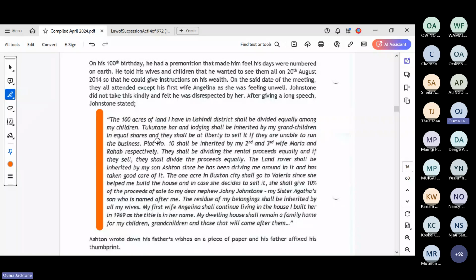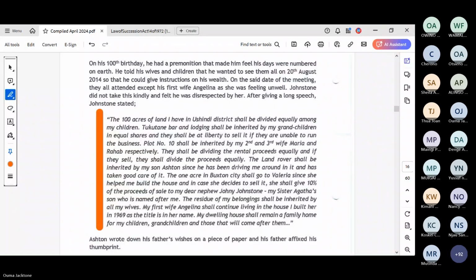So your introductory paragraph would be the validity of the will dated 20th August 2014. You underline, and then you give us your arguments and your point and your conclusion. Abdisalam, we can't hear you. You are muted.